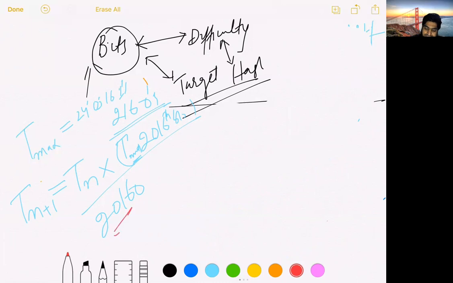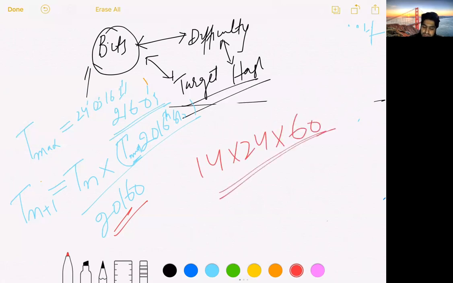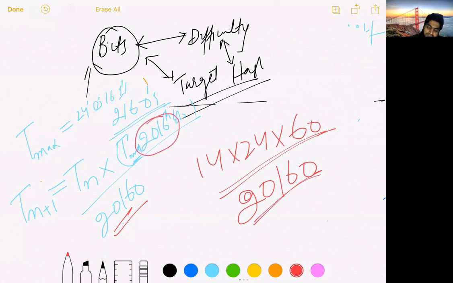The difficulty, or we can say target hash, is evaluated after 14 days in Bitcoin. So 14 days equal to 24 into 60, and this is equivalent to how many minutes? 20160. Now where does this 2016 value come from, why are we going for this?